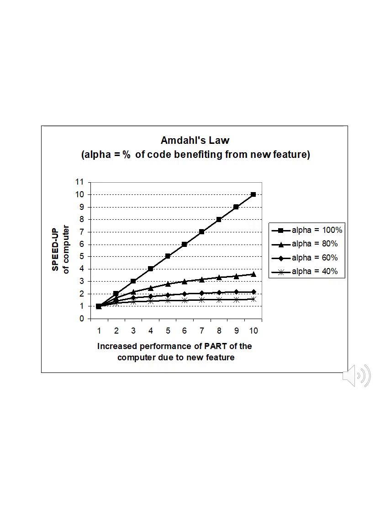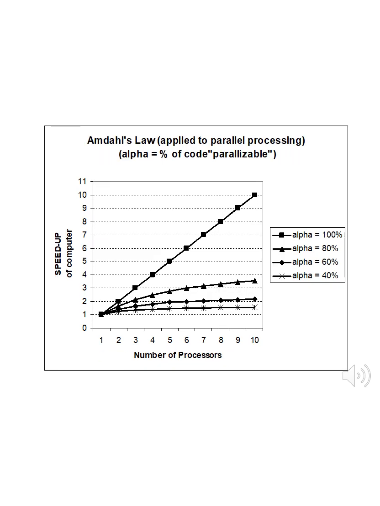Now what we really want to take a look at is this. It's essentially the same graph, but we're now looking at the number of processors or cores on the x-axis versus the speed up of the computer. And the alpha here is the percent of code that can be made parallel, applied in parallel processing. So as you can see, the optimal here is double the speed for 2 cores, triple the speed for 3 cores.